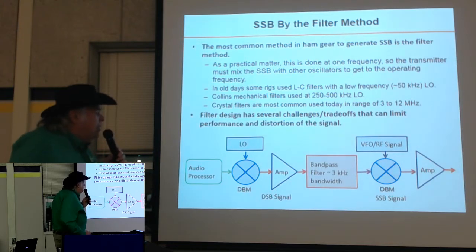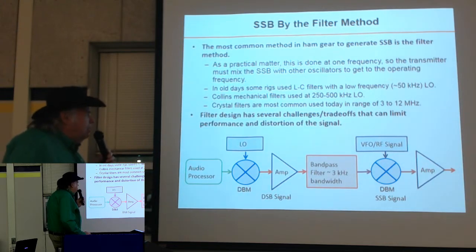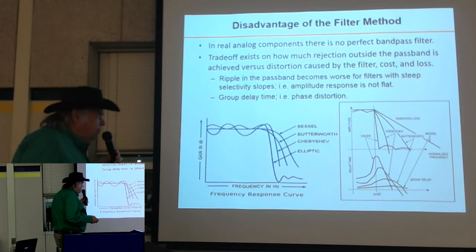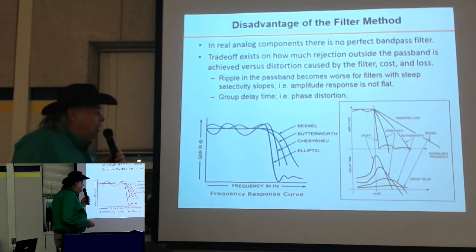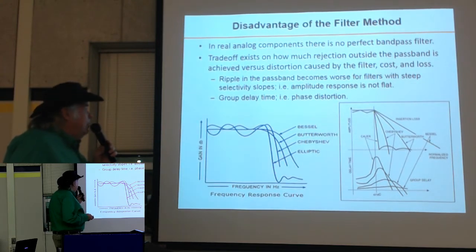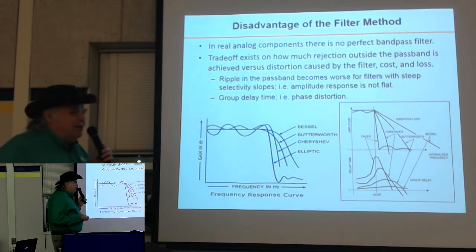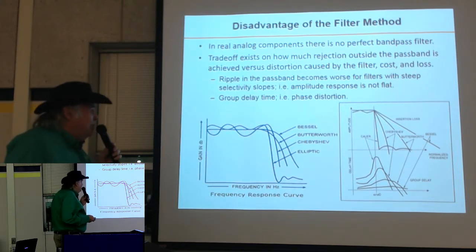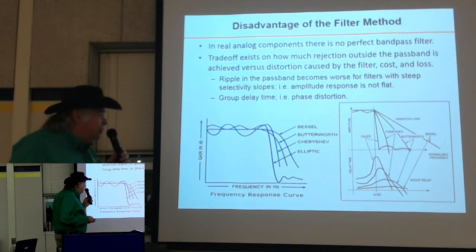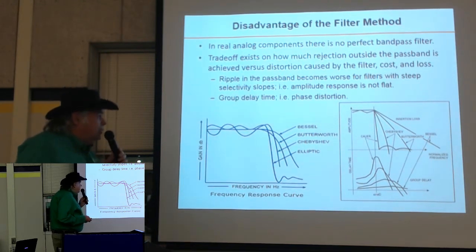So this looks pretty easy and pretty good, but there is a problem with it. And that is, the big problem is the filter, okay? Filter designs are not perfect, and there are trade-offs in the filter that any designer has got to go through. So there's a question of how much rejection we get, that is how much we get rid of the unwanted sideband, versus the distortion in the filter and the cost of the filter and the amount of loss we have in the filter.